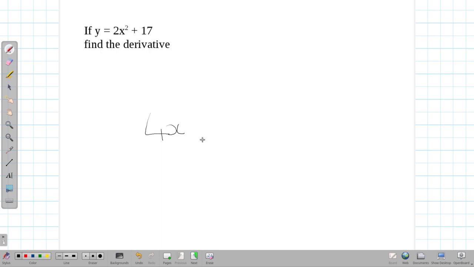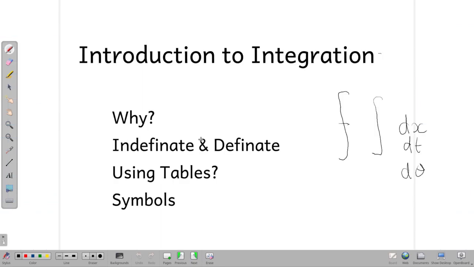And I'm not going to go into the reason why at this point, because we've covered that previously. Okay, so I get 4x. Okay, simple derivative. Right, let's move on.